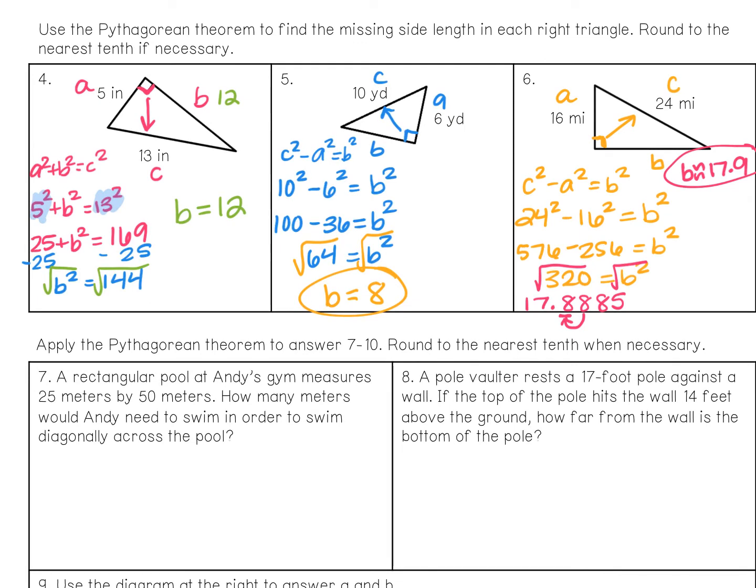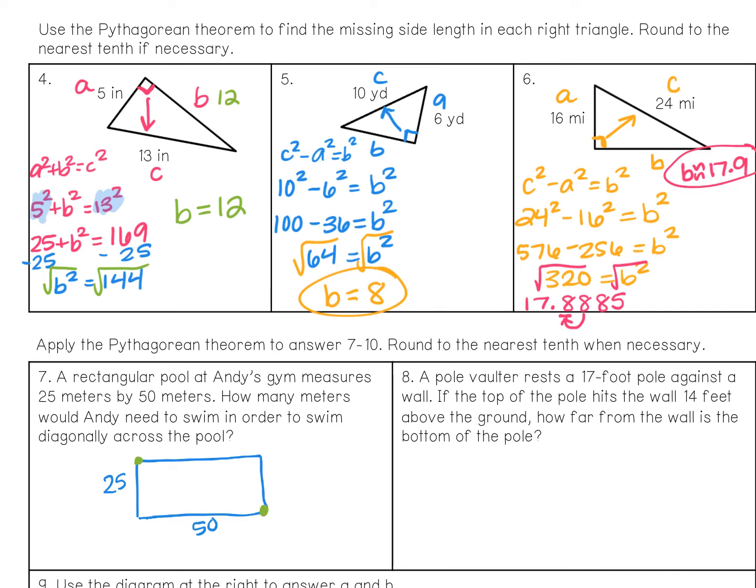The next thing we're going to do is look at some word problems. The first thing you should do when you have a word problem for the Pythagorean theorem is to draw a picture or a diagram. They don't have to be incredibly realistic, but you should be able to tell what's what and assign your measurements. So number 7 says a rectangular pool at Andy's gym measures 25 meters by 50 meters. How many meters would Andy need to swim in order to swim diagonally across the pool?